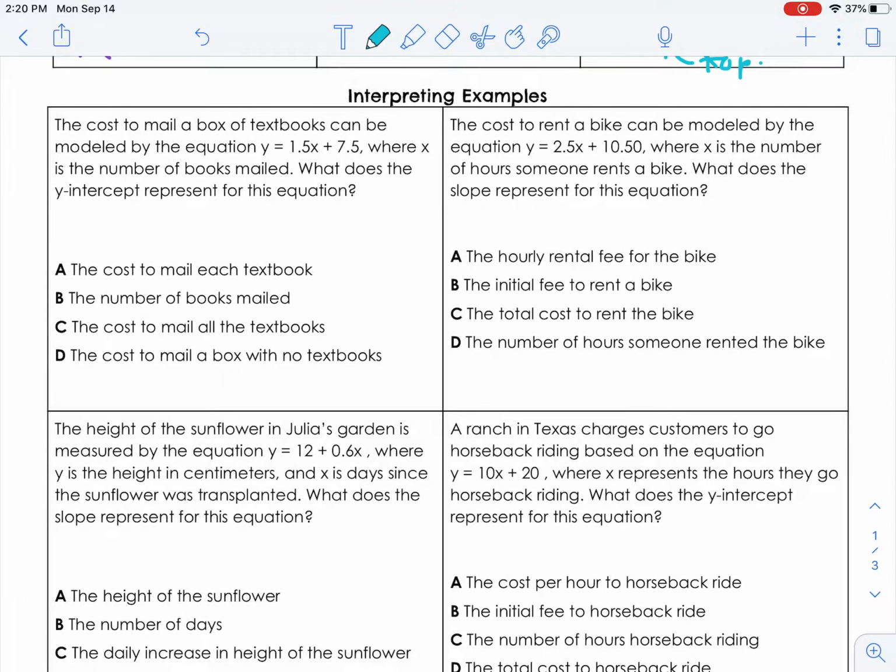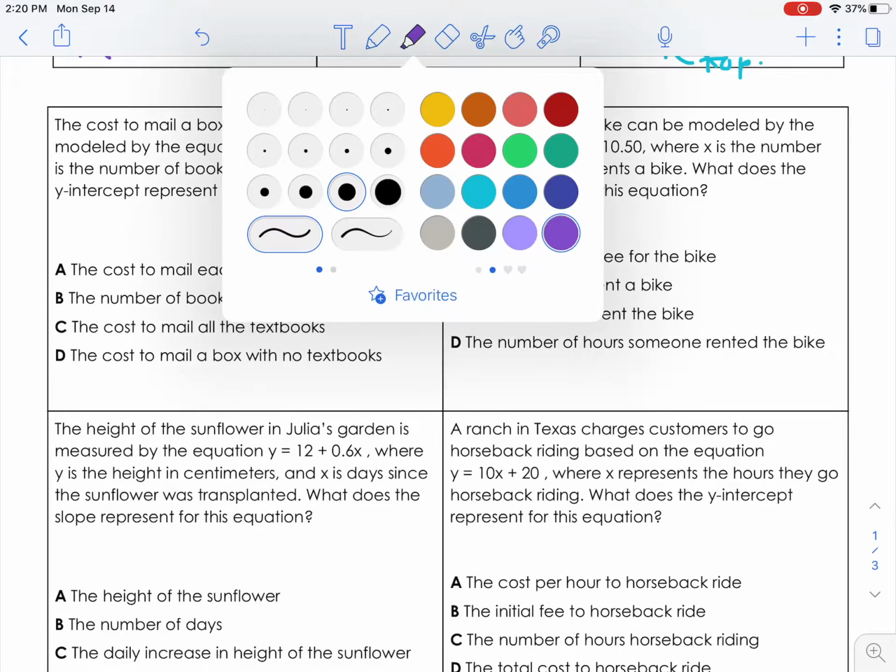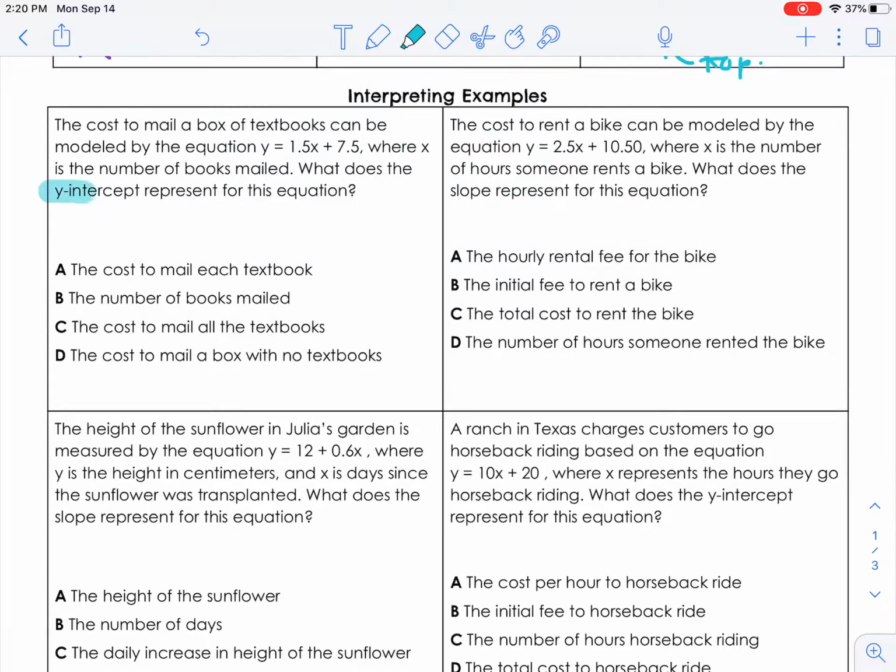The cost to mail a box of textbooks can be modeled by this equation, y equals 1.5x plus 7.5, where x is the number of books mailed. What does the y-intercept represent for this equation? All right, so when we're referring to the y-intercept, remember the y-intercept is the initial value. So the cost to mail each textbook, the keyword each refers to slope. So it is not answer choice A. The number of books mailed, okay? So if we're looking at the number of books mailed, it says x is the number of books mailed. That is incorrect for the y-intercept.